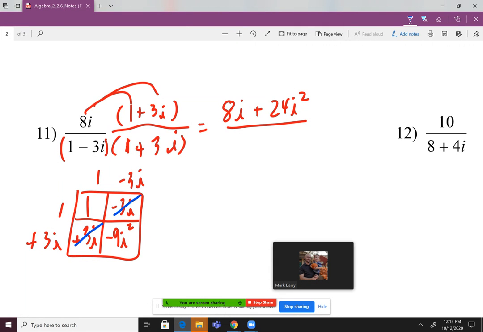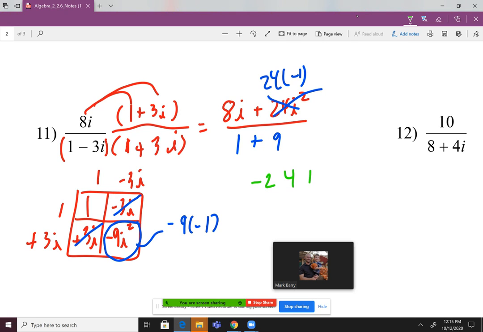The reason why is the only thing left we have is an i squared. But don't we always say we can change the i squared into a negative one? And so down here this is actually 1 plus 9. Negative 9i squared we know turns into positive 9. Well, we also have an i squared up top, so I'm going to do the same thing up there. 24 times negative 1. So up top, that's going to give me negative 24 first and then the 8i out back. And I'm going to put the 10 on bottom, 1 plus 9.